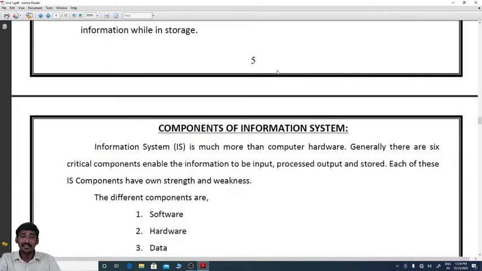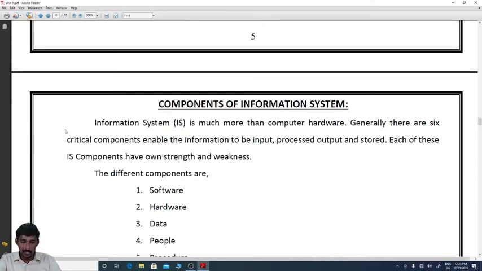Okay, next I will move on to the components of an information system. If we have some information, we need to know the different ways we are going to collect the information. The information system is much more than your computer hardware. There are 6 critical components that enable information to act as an input, to be processed, and to be stored.